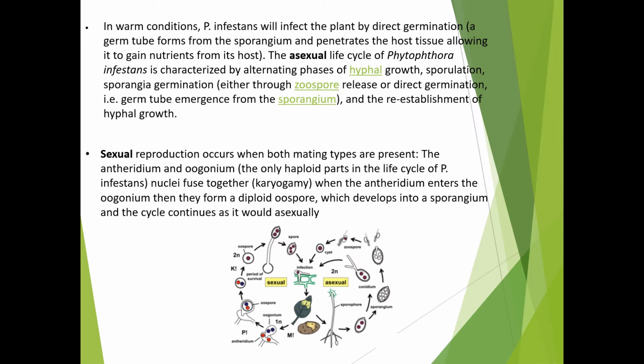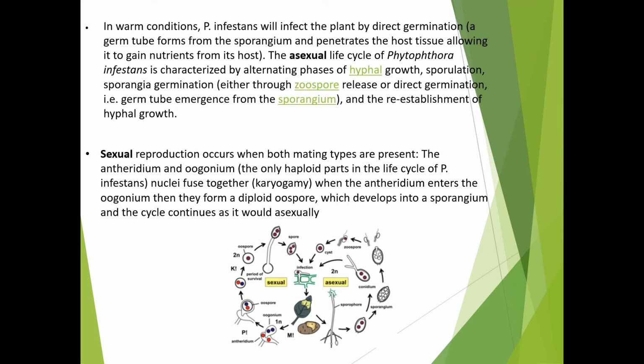The asexual life cycle of Phytophthora infestans is characterized by alternating phases of hyphal growth, sporulation, and sporangia germination, which is either zoospore release or direct germination, for example germ tube emergence from the sporangium, and the re-establishment of hyphal growth.